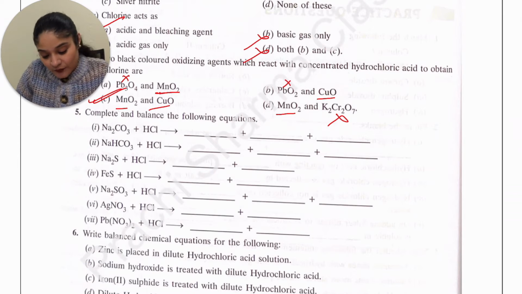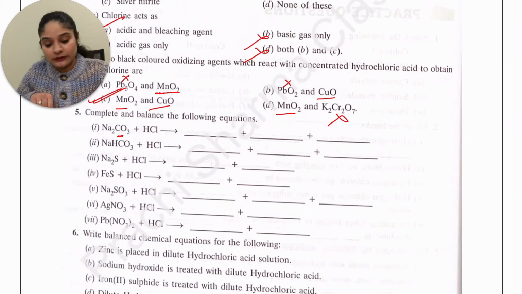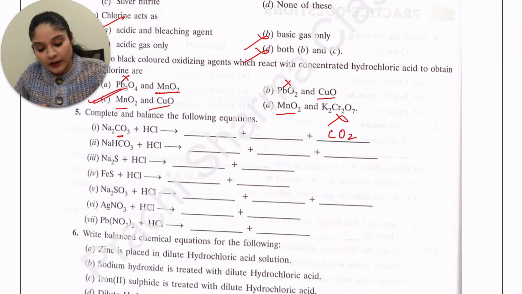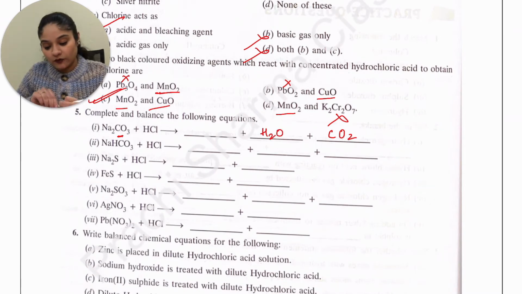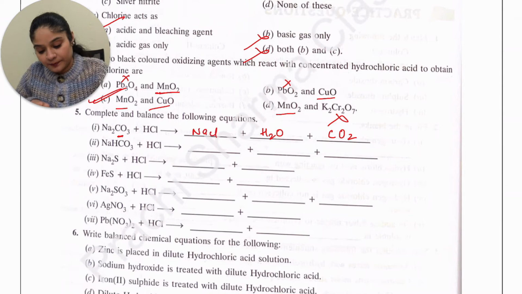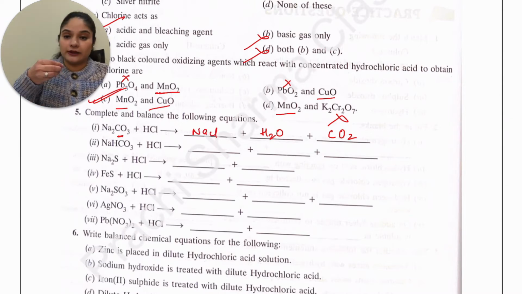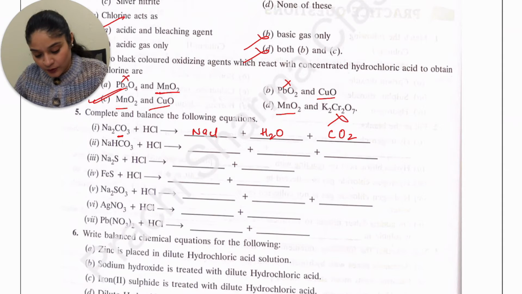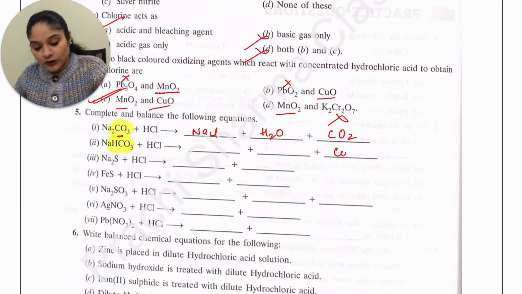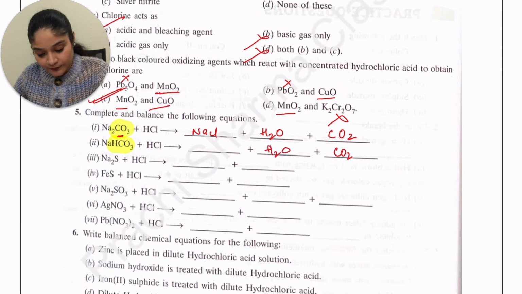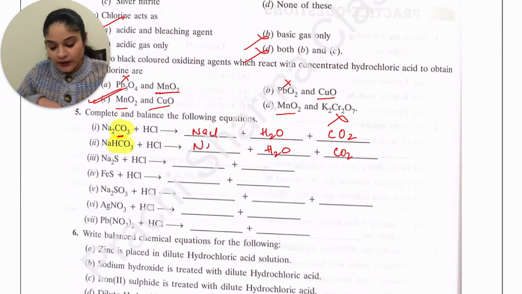Now we have Na2CO3. So you have CO3 and that's reacting with HCl. This means that you will get carbon dioxide gas. Along with that you will get water. So what are you left with? You are left with NaCl. So always try and think in the same manner. For example, you have NaHCO3. This will also give you carbon dioxide along with water. And whatever you are left with would be NaCl.